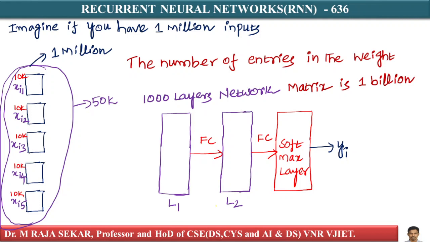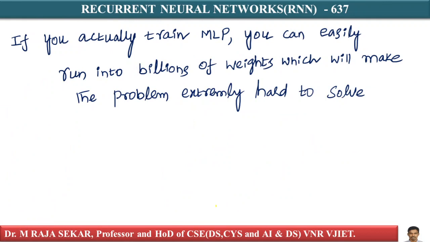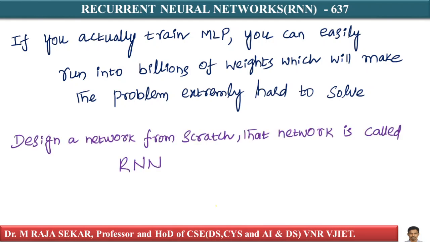If you actually train a multi-layer perceptron, you can easily run into billions of weights, which will make the problem extremely hard to solve. And in most cases, you just have zeros because of zero padding, isn't it? So to avoid all these issues, people said, let's design a new form of network, a new network from scratch. That network is called RNN. We will see how RNN solves these types of problems that we have seen here.